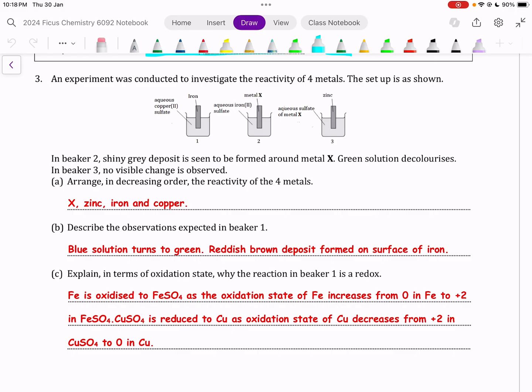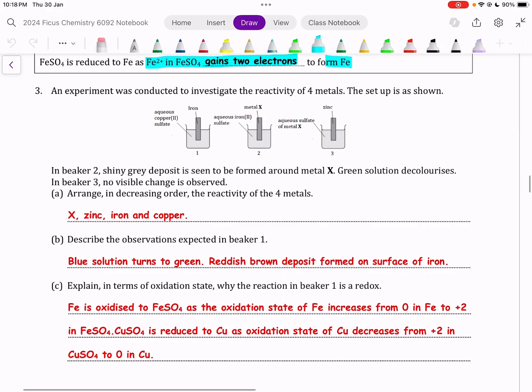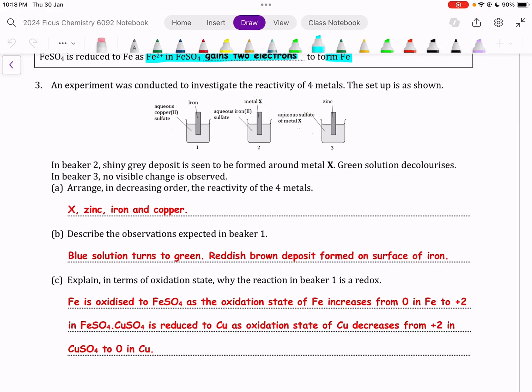Maybe I'll go through this one with you all. An experiment was conducted to investigate the reactivity of 4 metals. The setup is as shown. In beaker 1, you should know whether there's displacement. So you compare this one. The iron is more reactive, right? Then your copper is less reactive. So technically, displacement will happen.